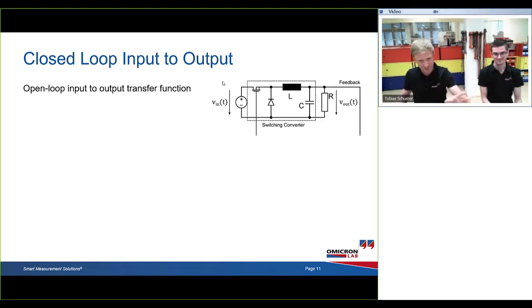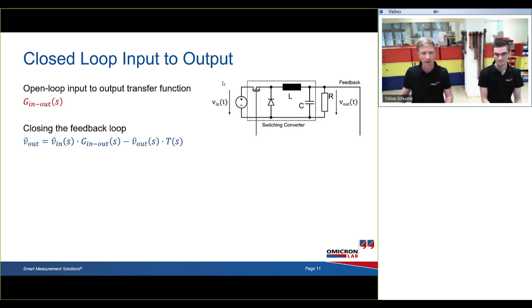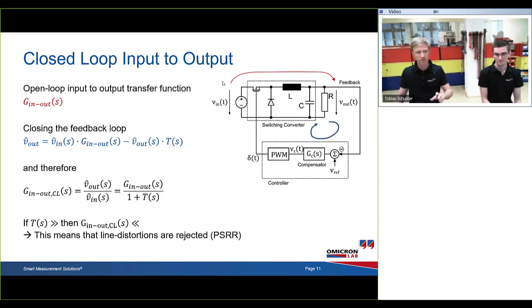Okay, so let's look first at the open loop input to output transfer function. We call that G in out. That's open loop input to output transfer function. We just assume that we have the transfer function from a model or from a measurement or whatever. And then we close the feedback loop. And then we can say that a portion of the signal from input to output, that's the red part, goes directly through. So we have input voltage change directly appears at the output by the open loop transfer function. So that's V out equals V in times G in out.